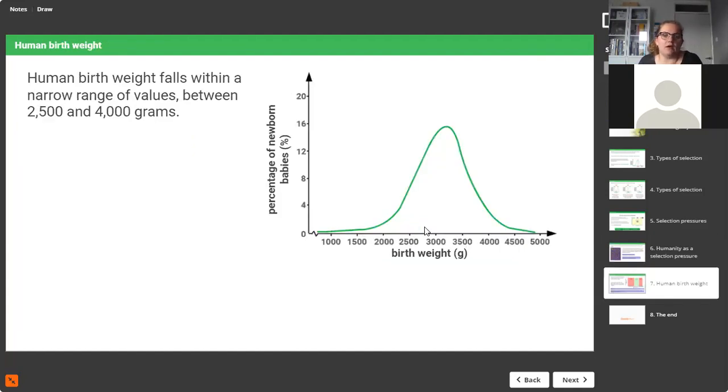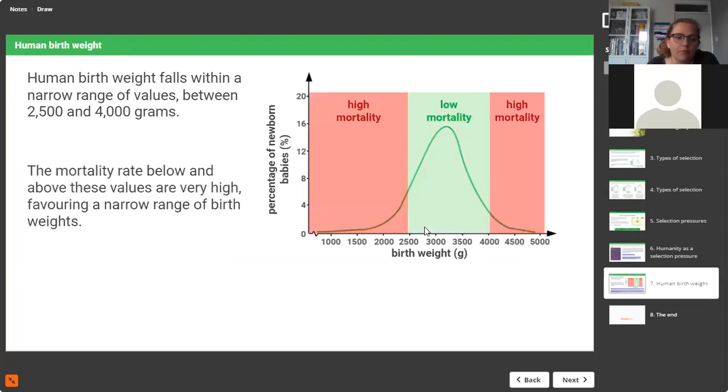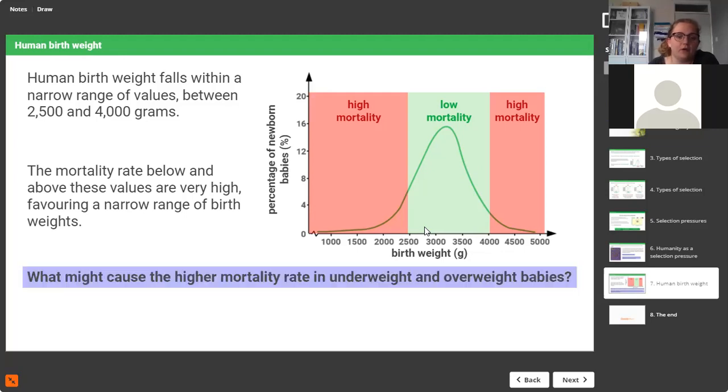Human birth weight, this is quite an interesting one to look at for selection pressures as well. So human birth weight falls within a narrow range of values, between 2,500 and 4,000 grams. The mortality rate below and above these values is very, very high, and so it favours a narrow range of birth weights. What might cause the higher mortality rate in underweight and overweight babies?